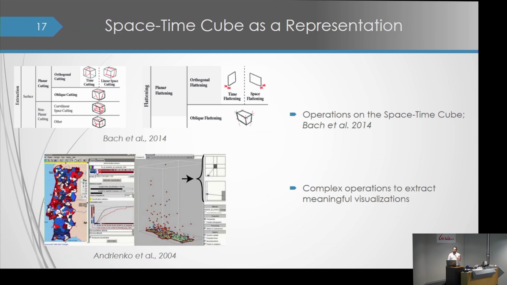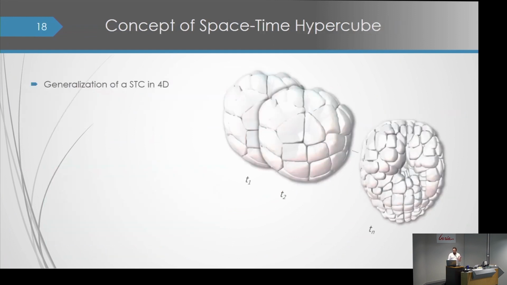So from this type of representation, we propose to generalize the notion of space-time cube to 4D, in order to get inspired by this kind of operations. The idea is to represent the 3D temporal information in a 4D volume. So of course there will be visualization issues. First, a 4D volume cannot be displayed directly, so we need to project this 4D volume at least into 3D.